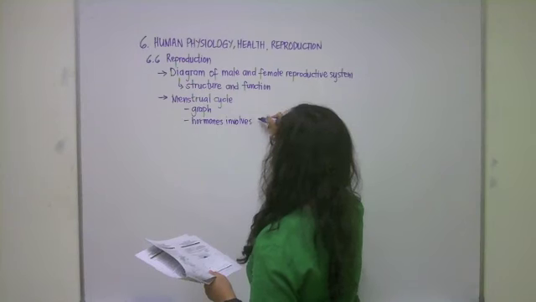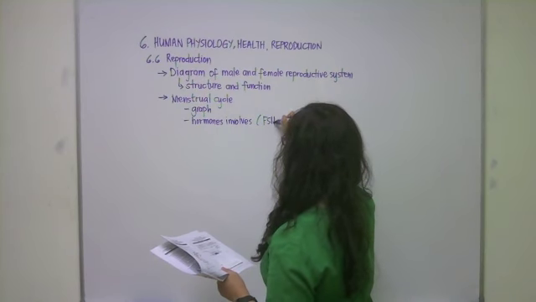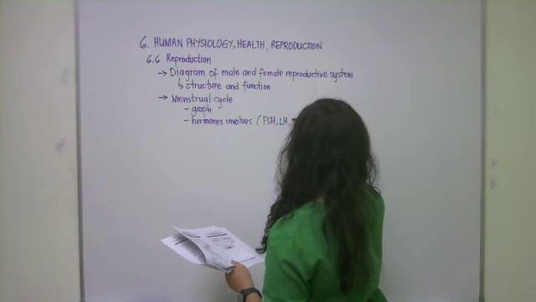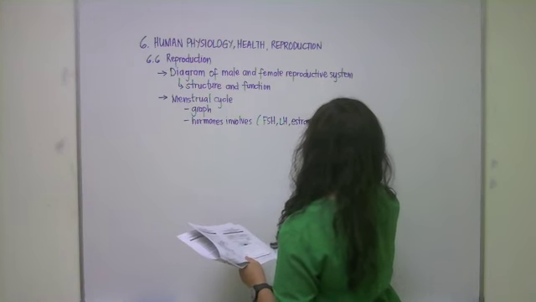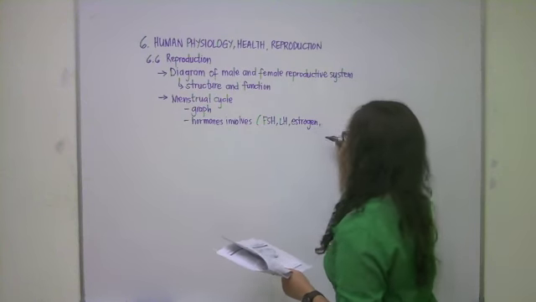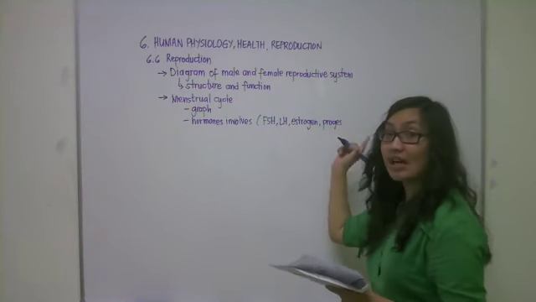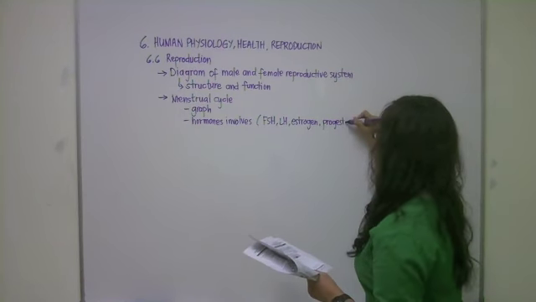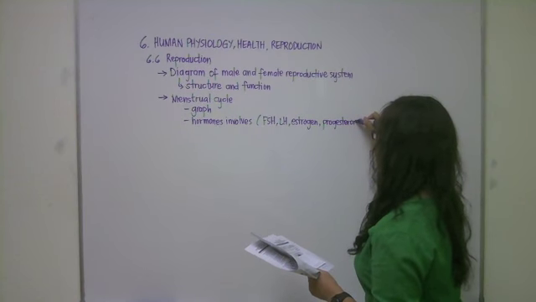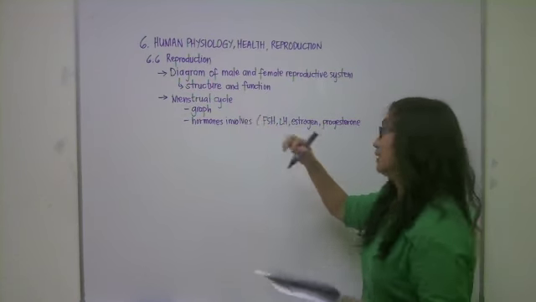So hormones such as FSH, LH, estrogen, and progesterone. We should be able to differentiate the function of each type of hormone, so that the student would further understand their roles in the menstrual cycle.